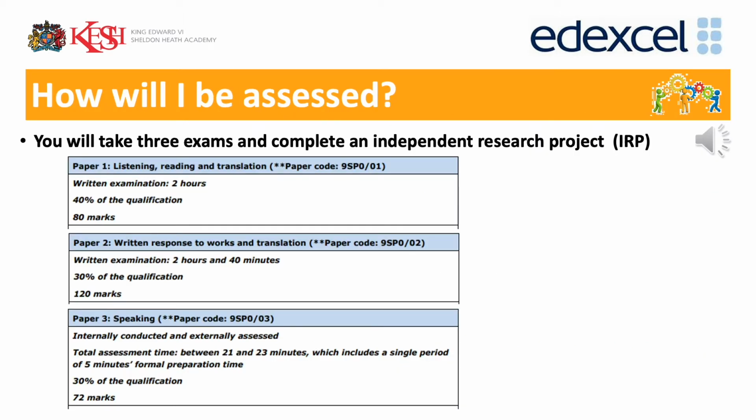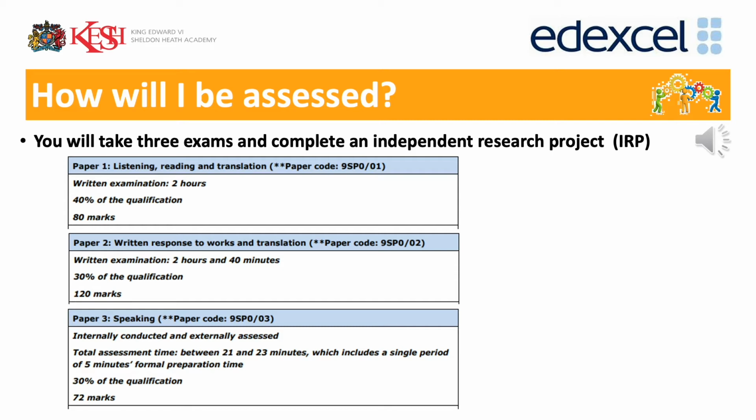How will I be assessed in A-level Spanish? You will take 3 exams and complete an independent research project called the IRP. For paper 1, you will be assessed in your listening, reading and translation skills. The exam counts for 40% of the qualification. For paper 2, you will be assessed in your written response to the work studied in class and to the translation. This assessment counts for 30% of the qualification.